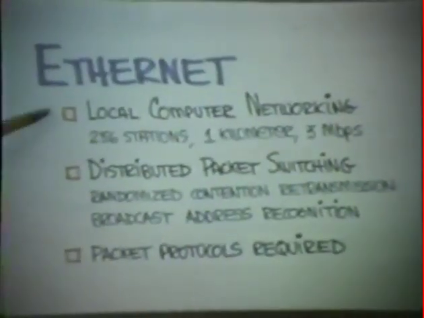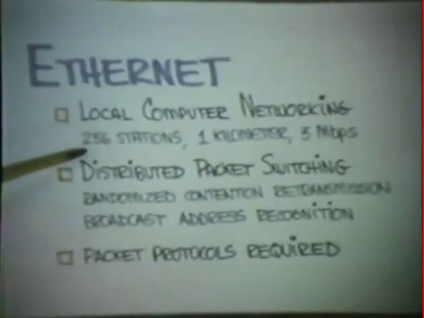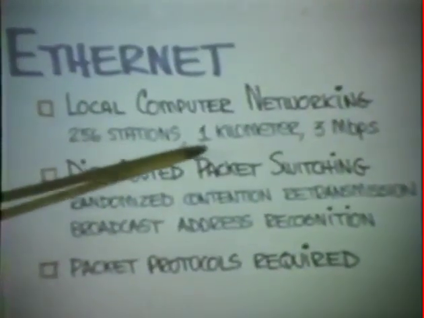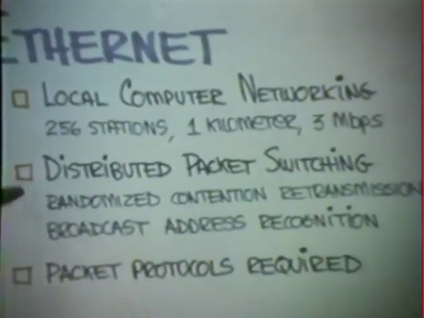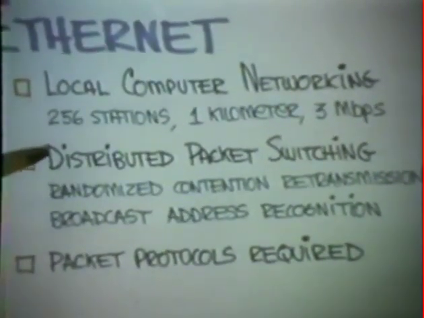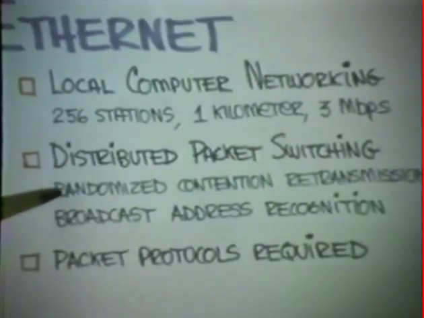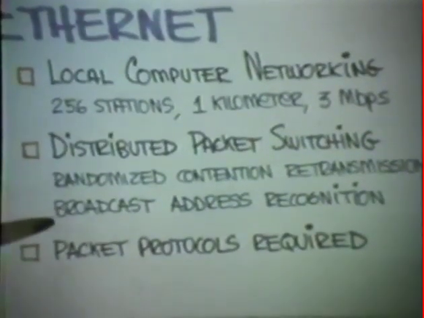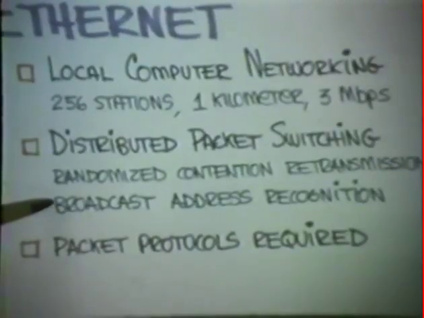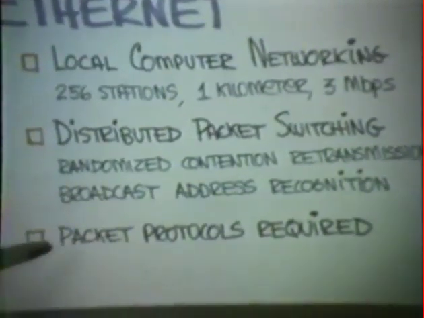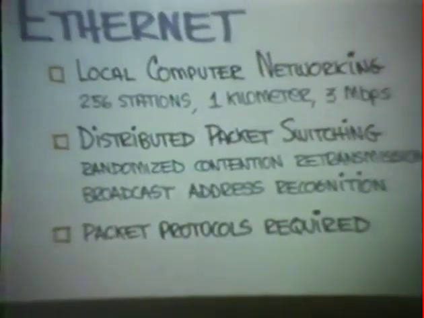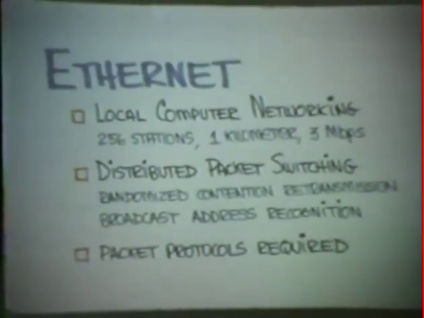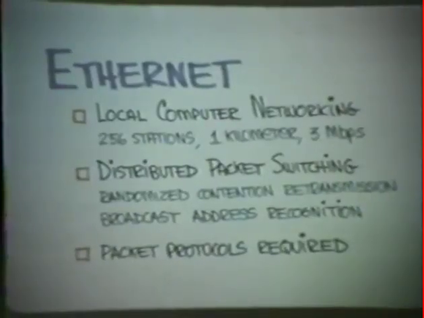So thus far, I've discussed the Ethernet as a local computer network connecting up to 256 stations through up to 1 kilometer of repeaterless cable at 3 megabits per second. I've described to you the 2 senses in which the Ethernet is distributed packet switching. That is, it uses randomized contention to get packets on the cable and broadcast address recognition to get them off. The third point to be made is that the Ethernet requires packet protocols to provide reliable transmission. I now invite you to see the next tape, Ethernet Part 2.